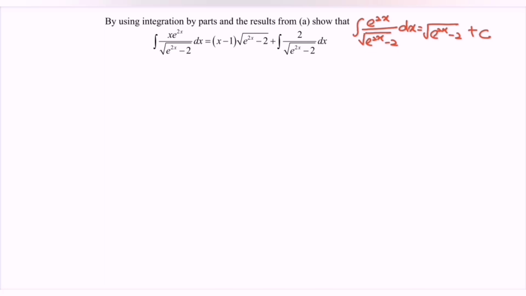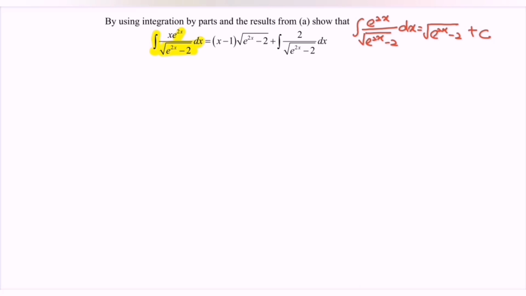For the second part, by using integration by parts and the result from part A, show that the expression given holds. So kindly refer to the red in color, that is part A. Now focus on the expression. The question mentioned that by using the by parts method. So notice that we have this part. It is kind of similar to question A.